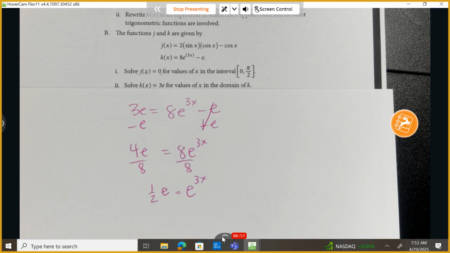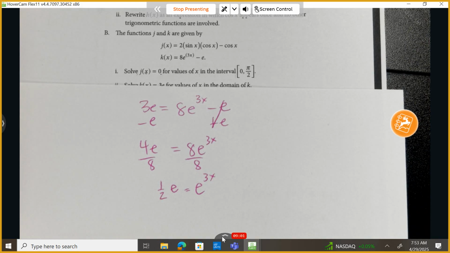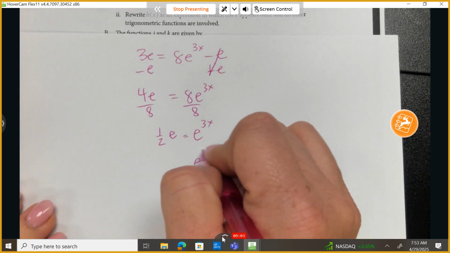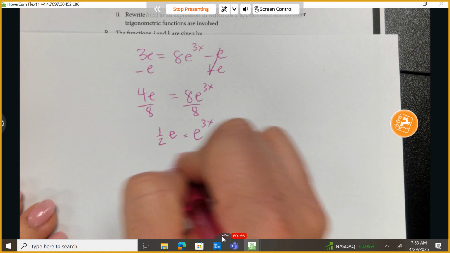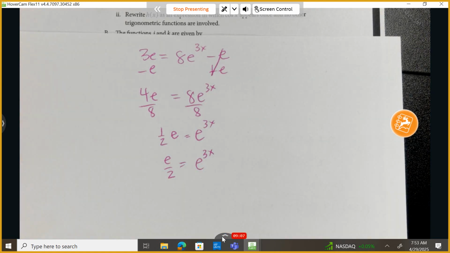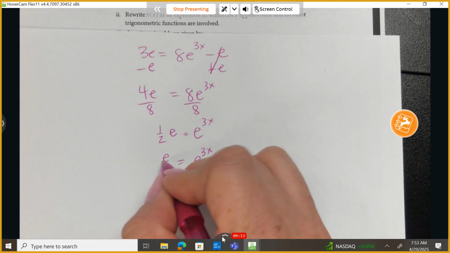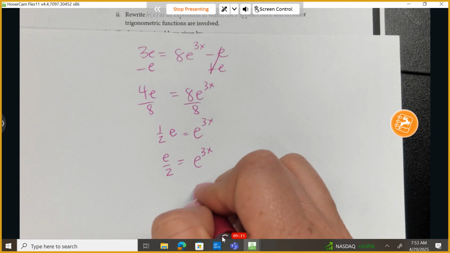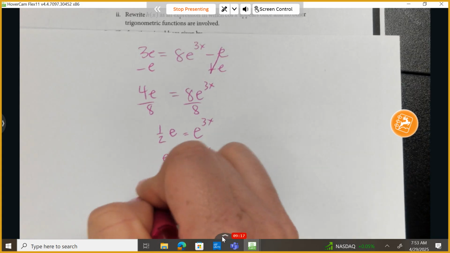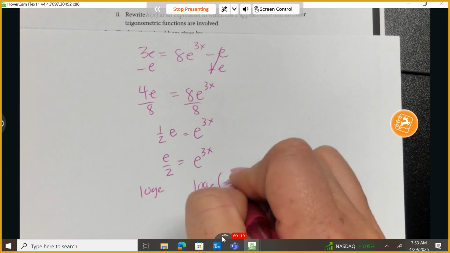Okay, I'm just taking all this in here. So I'm going to write this as e to the 3x equals e over 2. Okay, now in order to remove this e, I'm going to take log base e, which is the same thing as ln, so you're free to write ln.